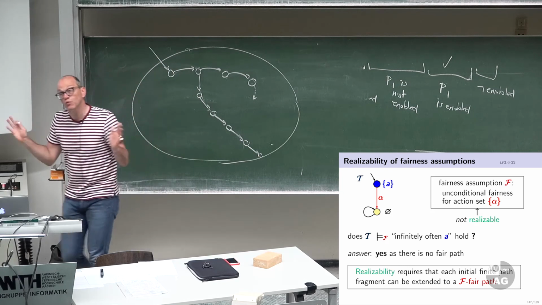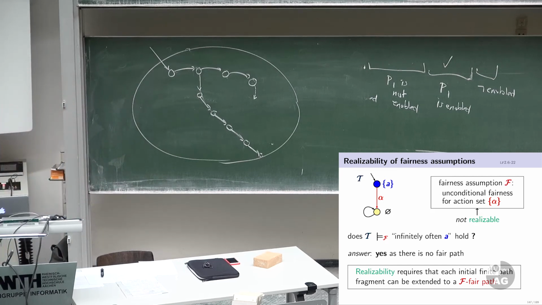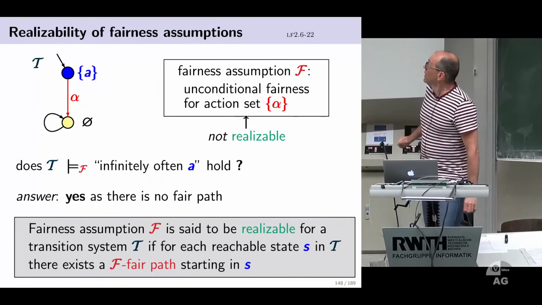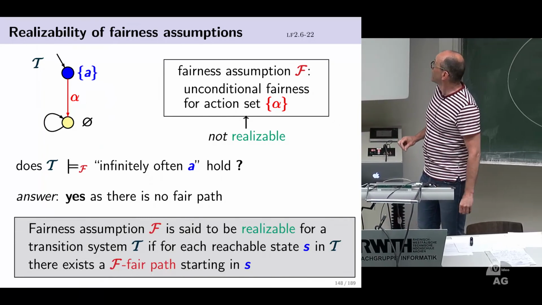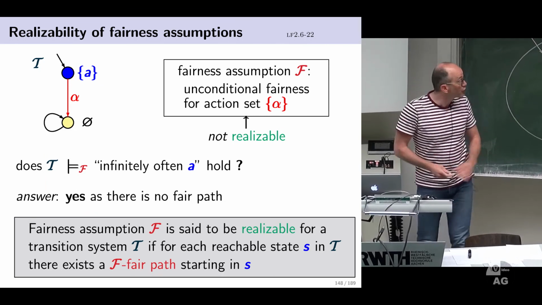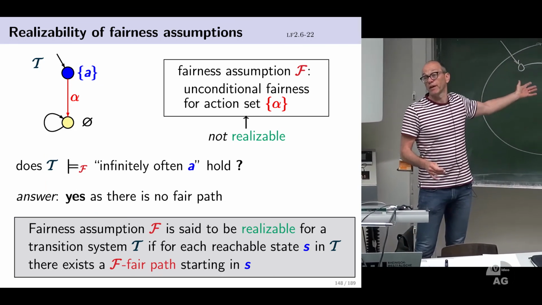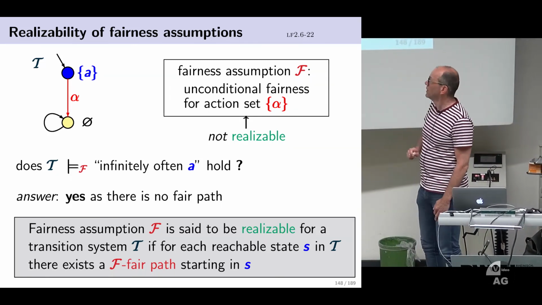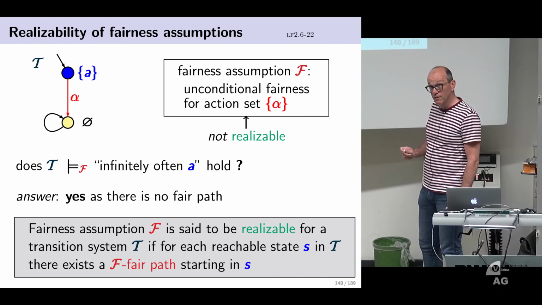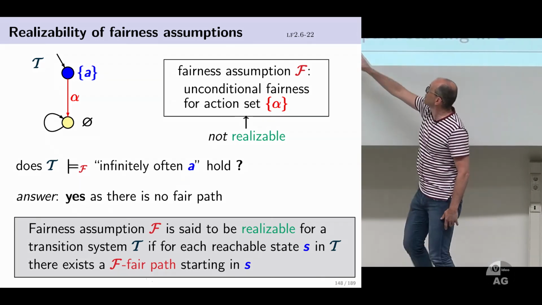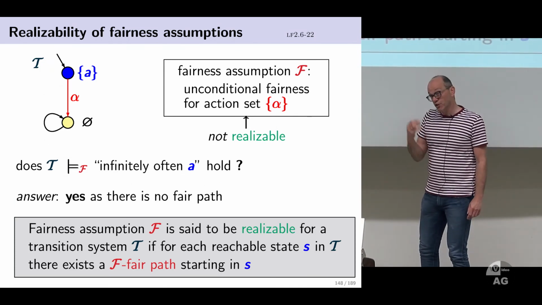Yeah, that is what realizability means, intuitively speaking. And now we say a fairness assumption is realizable for a given transition system. This of course depends on the transition system I give you. If for each reachable state there exists an infinite path starting in that state, which is fair with respect to the assumptions we are considering.